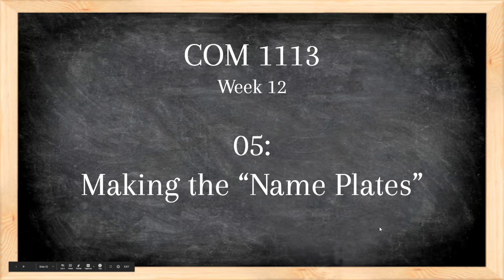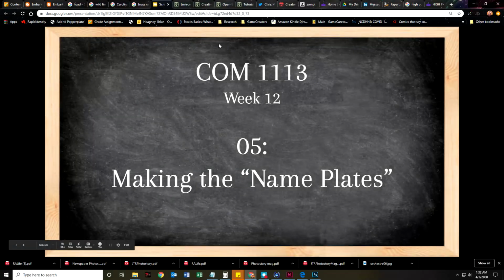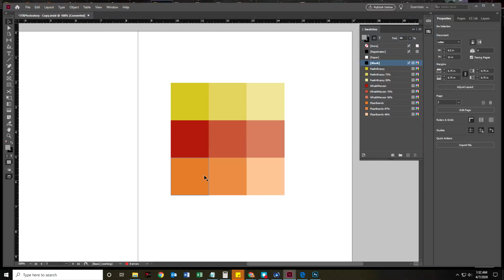This is where we're going to make the nameplates. We are going to use the swatches that we looked at. We are going to use the color scheme we looked at. We are going to create our nameplates. Let's go ahead and do that. Okay, so I'm going to come back here.